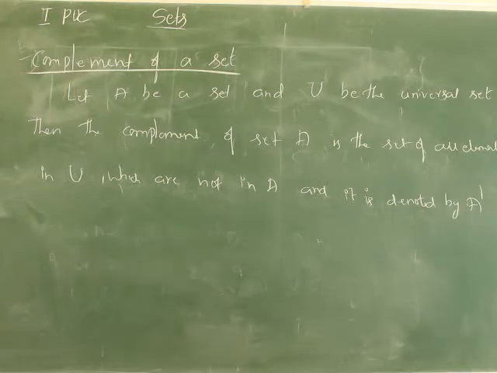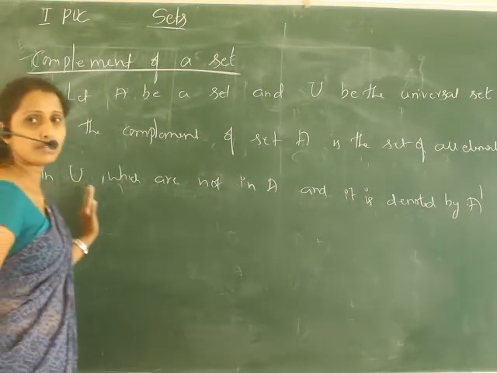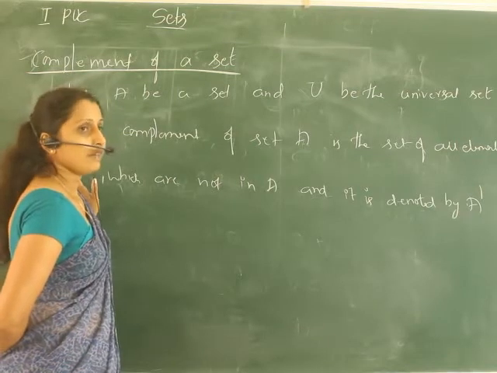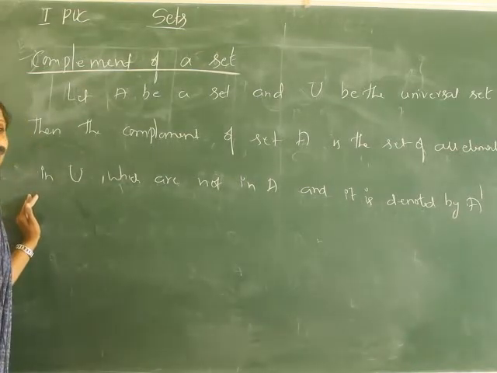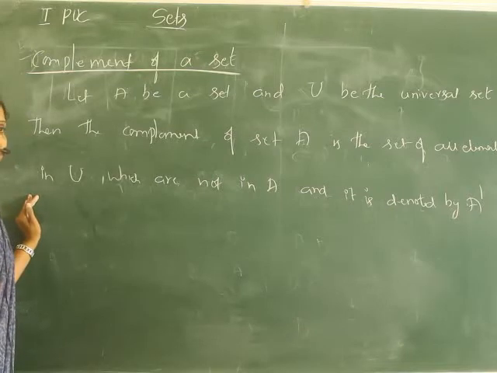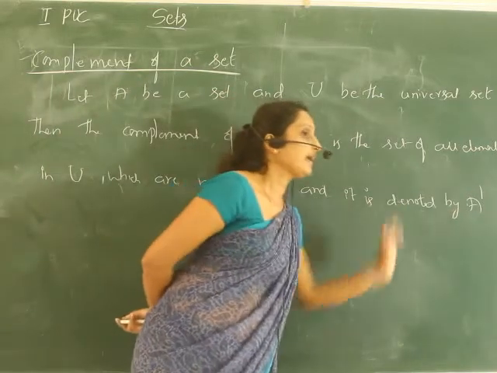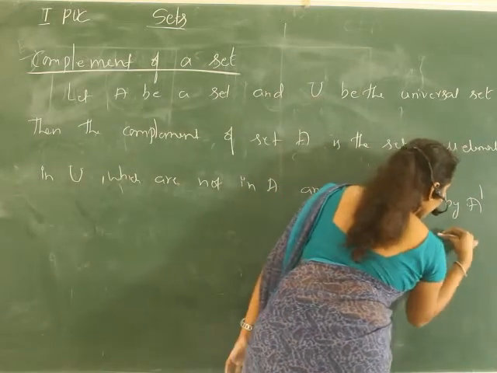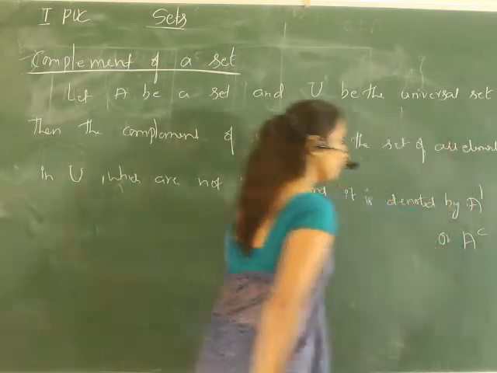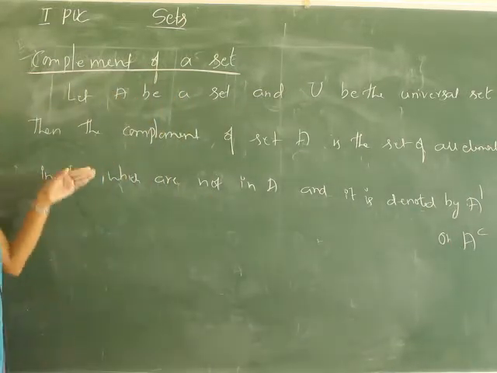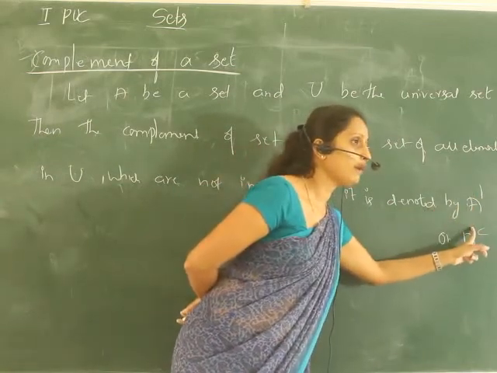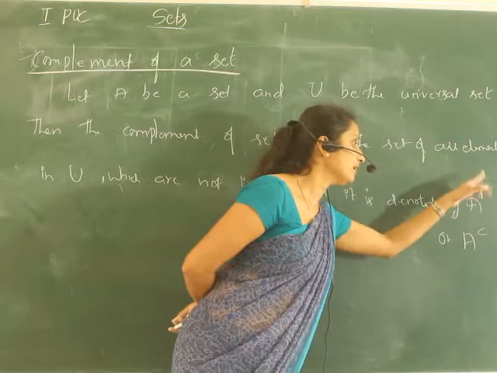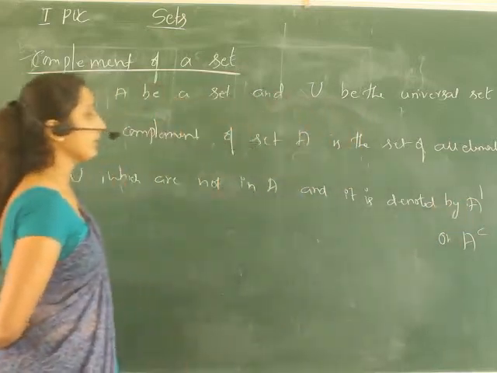So what does A complement mean? If A is a set and U is the universal set, then the complement of a given set is the set of all elements present in the universal set but not in the given set. Then it is called the complement of the given set. It is denoted by A complement, A to the power C, or A dash. This is read as A complement. So this is the notation of A complement. But what is this?